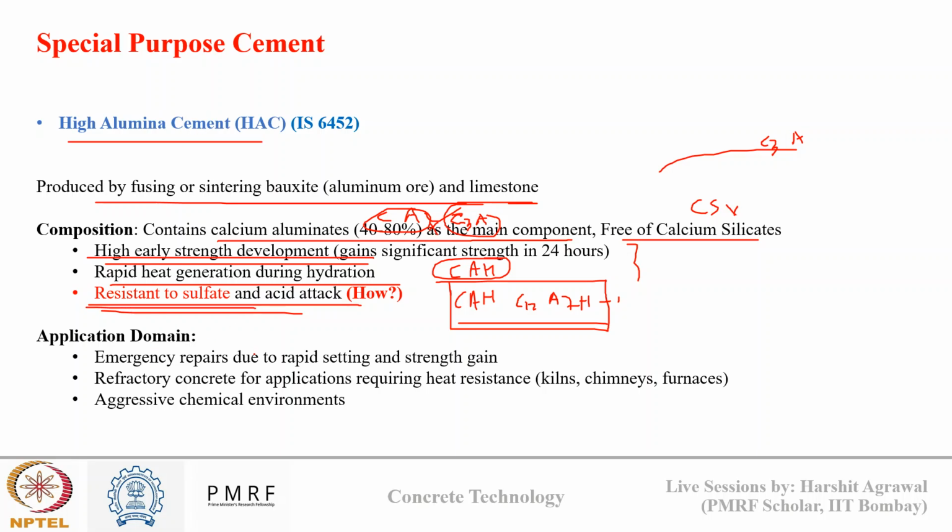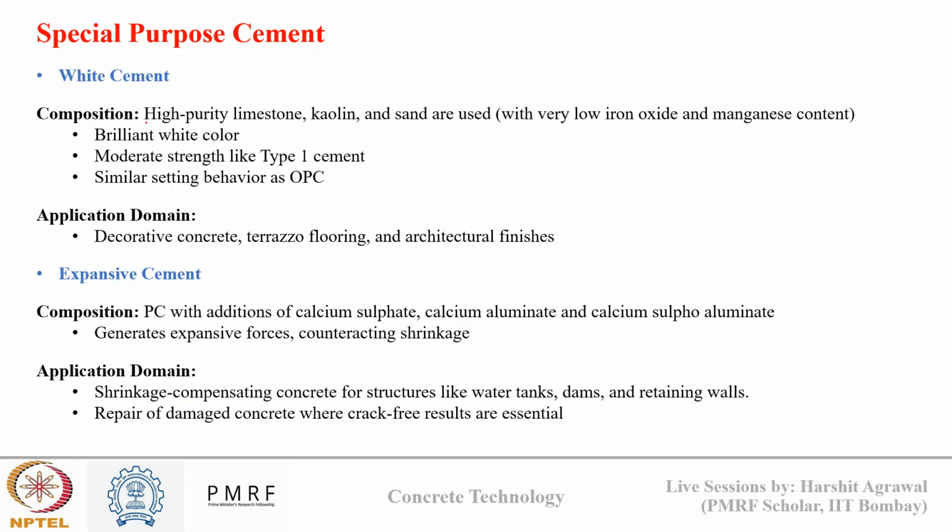And where is the cement used? For repair purposes, where I require rapid strength early, or for refractory purposes for heat resistance. Like in furnaces, if I want to do repair, I use this high alumina cement, or in aggressive chemical environment, high alumina cement is used.